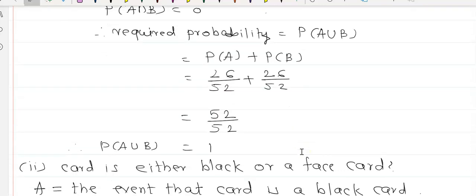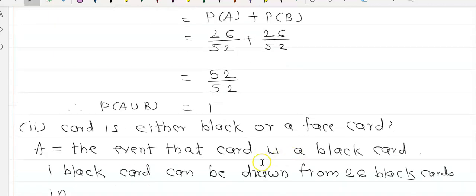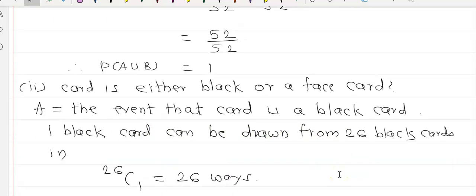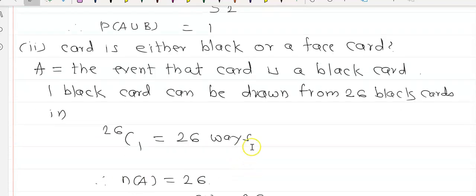Second, a card is either black or a face card. Now A is the event that one black card can be drawn from the 26 black cards in 26C1 ways, that is equal to 26. N of A is equal to 26. P of A is equal to N of A upon N of S, that is 26 upon 52.